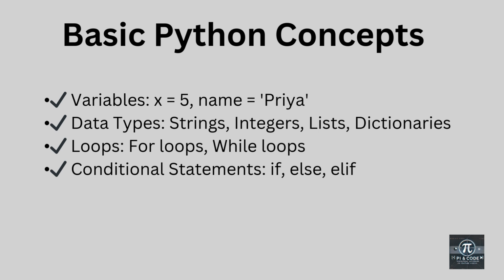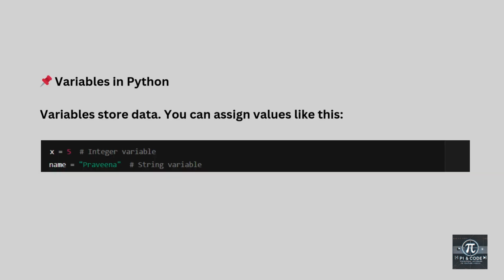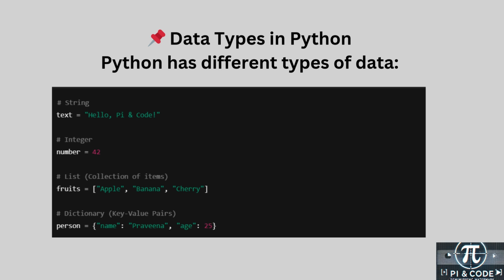Now, let's cover the basics: variables, data types, and loops. Variables in Python store data. You can assign values like this. Python has different data types such as strings, integers, lists, dictionaries, etc.